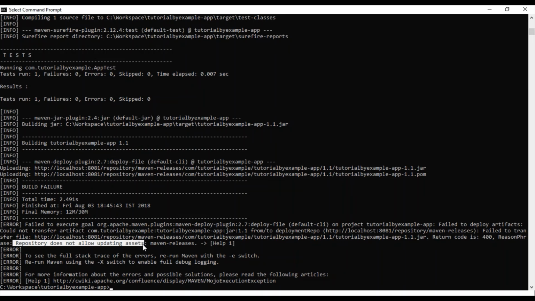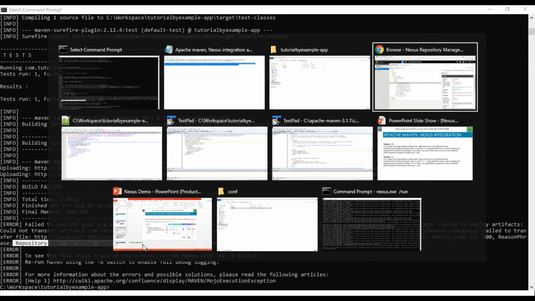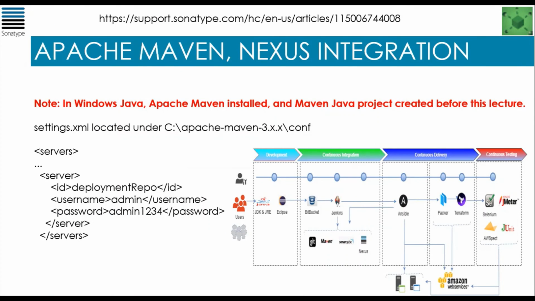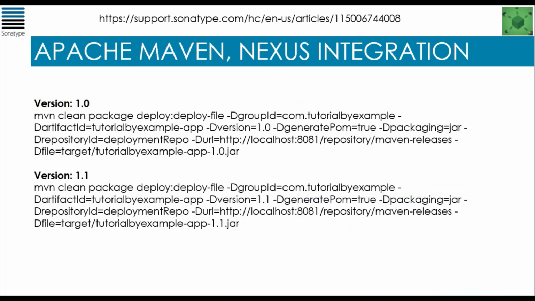So our target in these sections was understanding Apache Maven integrations. We configured the server ID, and that unique ID we refer to in the username and password in the Apache Maven config settings.xml located in the config folder. After that we performed these two commands, with the help of which we are able to upload in different versions.